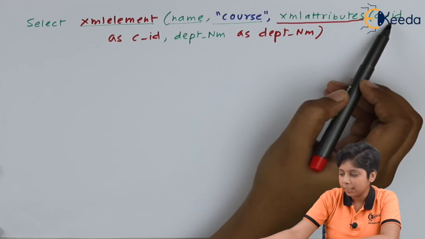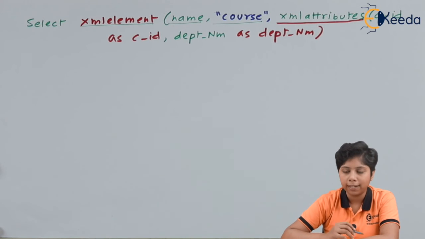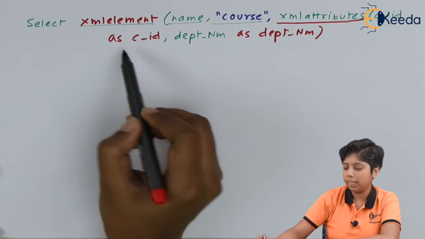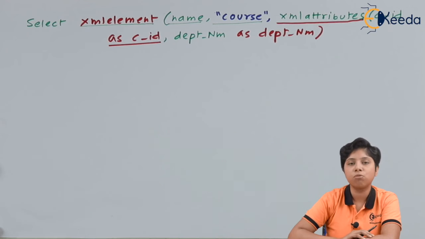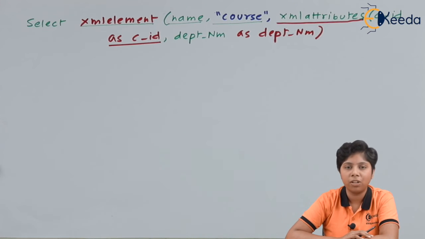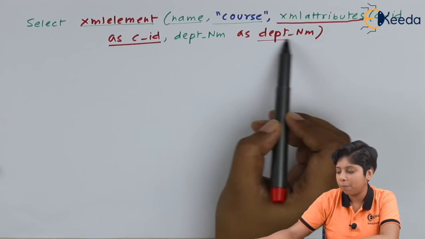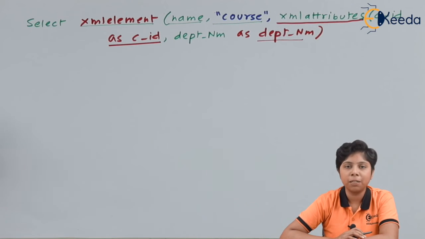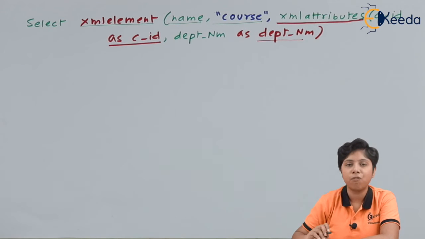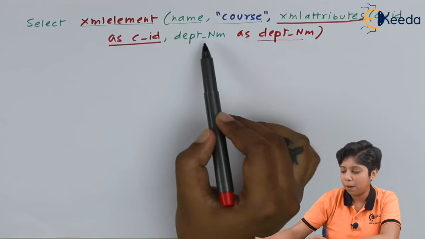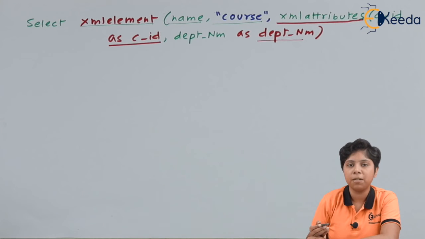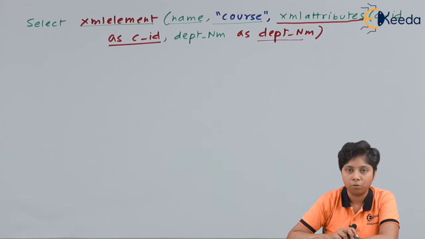So we are creating the CID, that means the course ID, as the course ID. Now, the course ID just refers to the XML document that we have created. Same like the department name as department name, that means the department name of the department relation that we are taking as a foreign key constraint, because department name as department name is referring to the XML document.